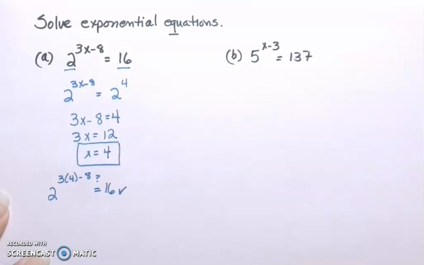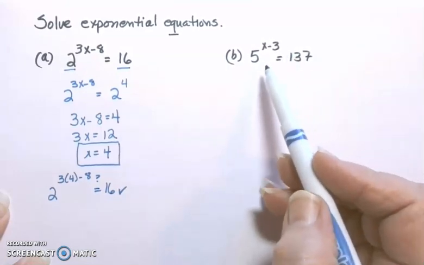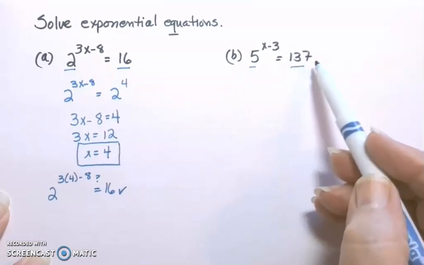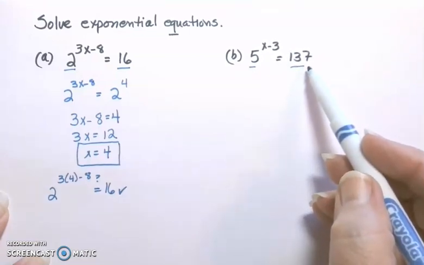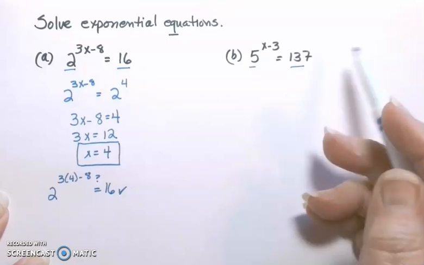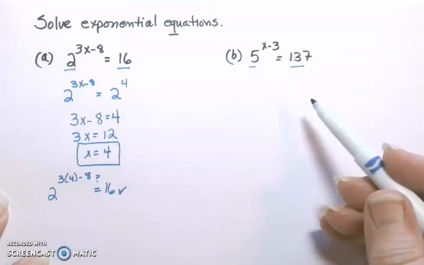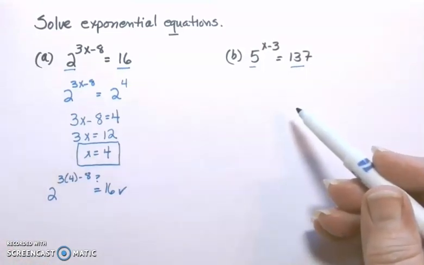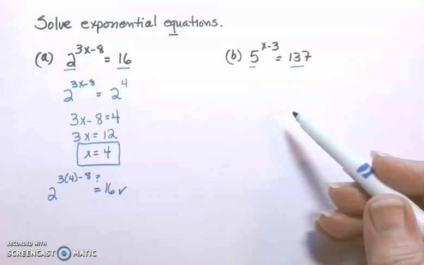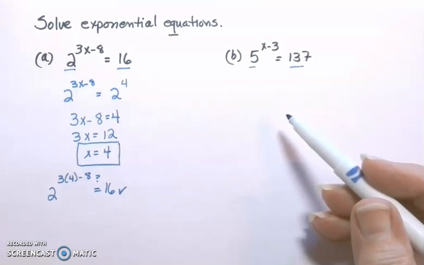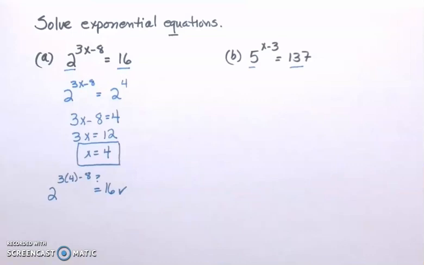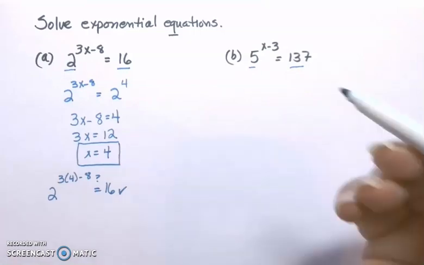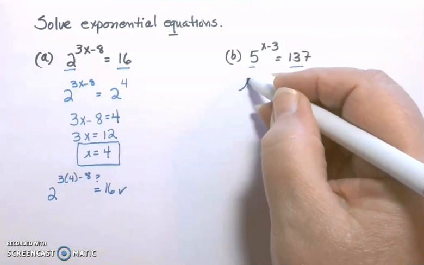The second example, when we look at the bases, we have a 5 and 137, and there is no way to express 137 as a base of 5. So we can't say 5 to some power will equal 137. So the strategy for solving an exponential equation that we cannot express with like bases is to use logarithms. And we can use log of both sides, or we can take the natural log of both sides. In this example, I'm going to take the natural log of both sides.